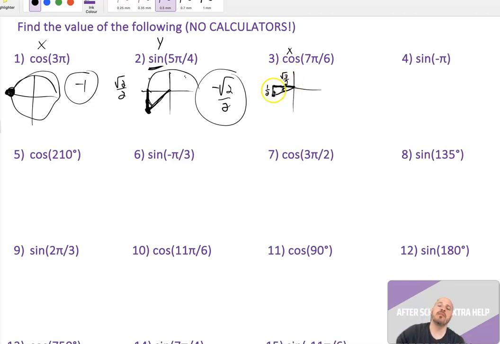But again, be careful of your quadrant. What quadrant are you in? You're in the negative zone for x values, right? All these values on the left of 0 are negative. So if I want my x value, I need negative root 3 over 2.